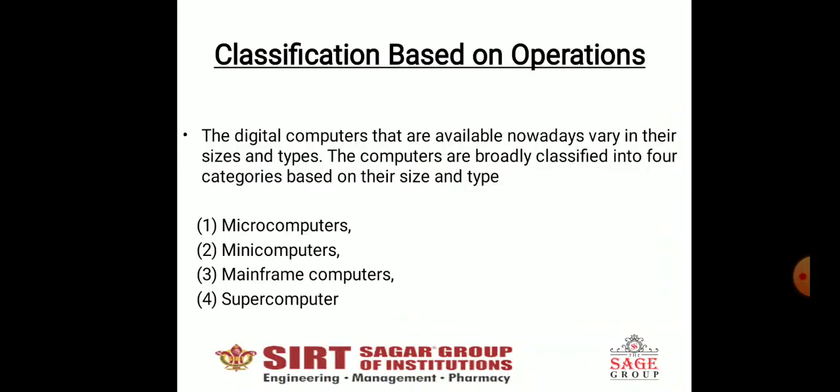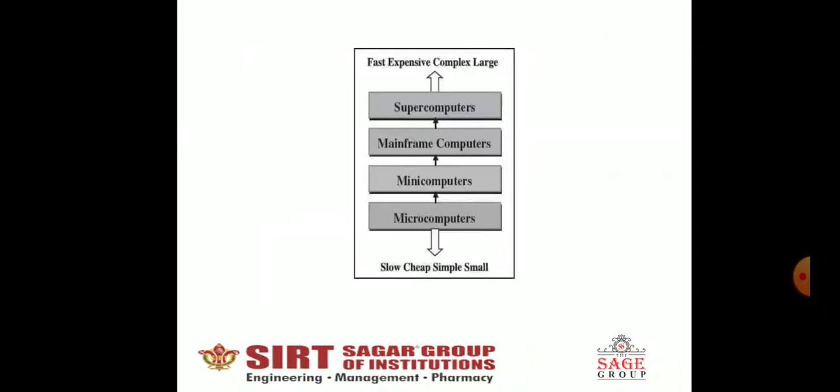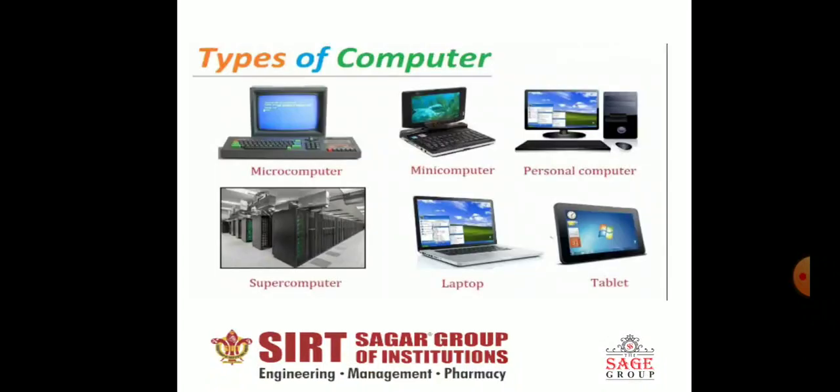Now the next one is that we can classify based on size. There are four types of computers: micro, mini, mainframe, and supercomputer. They are classified based on size, type and speed. This is the diagram of computers. Microcomputers and minicomputers are smaller in size and cheap. The supercomputer and mainframe computer are complex, expensive, fast, and they are used for special purposes. Now these are the diagrams of the computers.